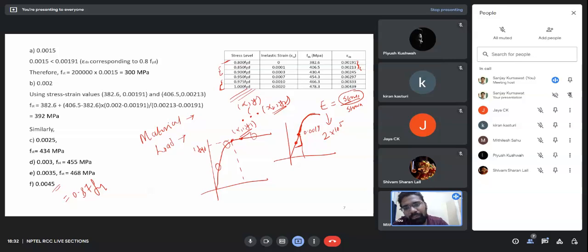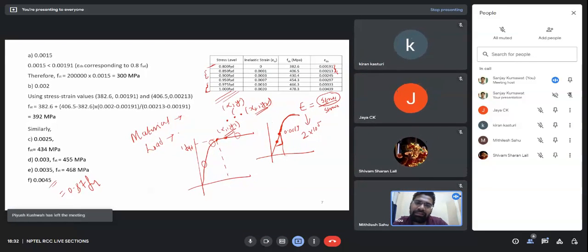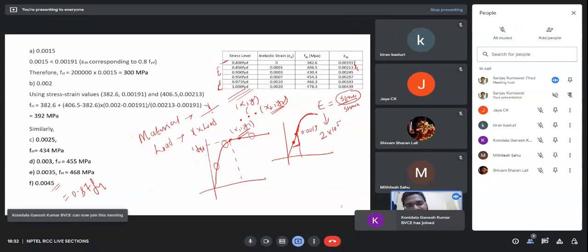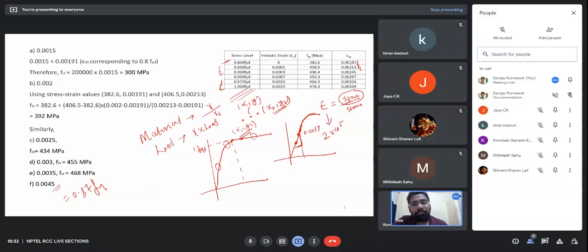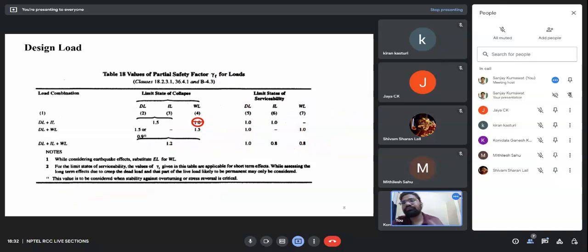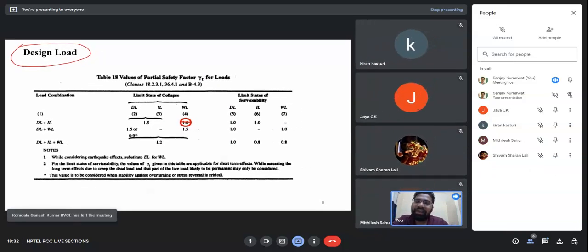While applying the partial factor of safety to load, we multiply the characteristic load with the partial factor of safety, and while applying it to material, we divide the characteristic strength by the partial factor of safety. I think by now it would be clear to you all. So now let's move on to the other very interesting topic, the partial factor of safety for load. This is the partial factor of safety which is applied to load.